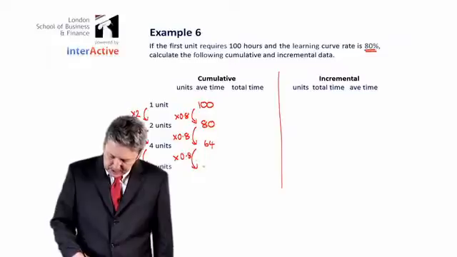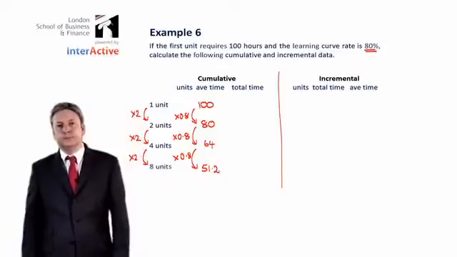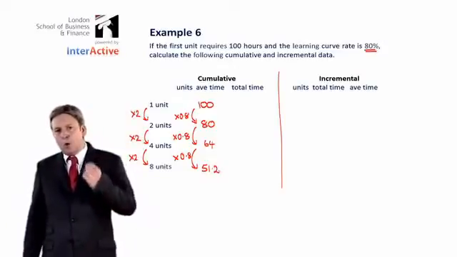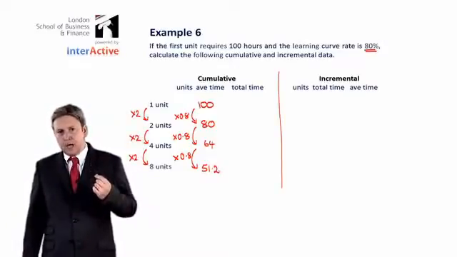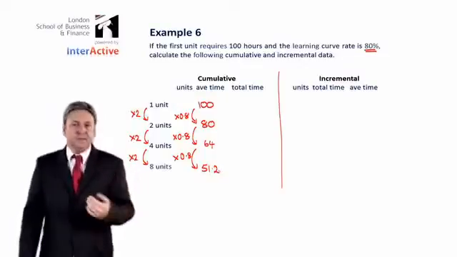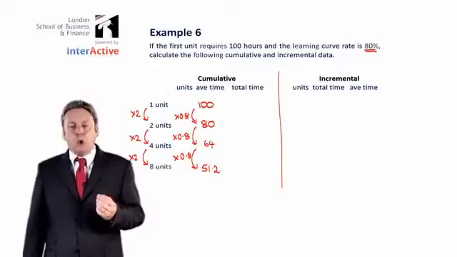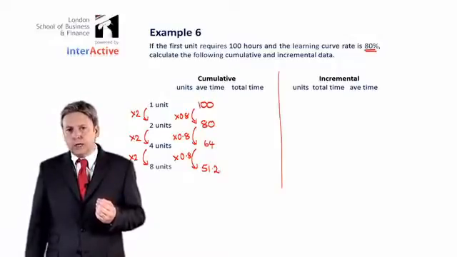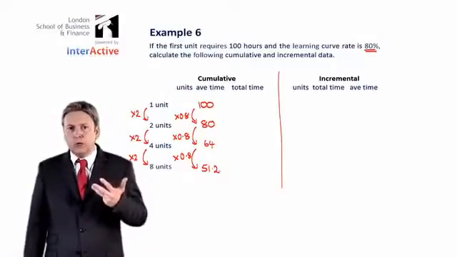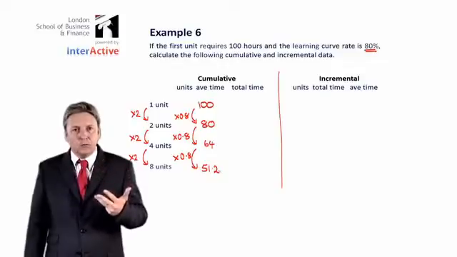And we take 80% of 64, and that gives us 51.2. Now remember what these numbers mean. When I give you, say, 64, what I am saying is that the average time of all of the first 4 units, 1, 2, 3 and 4, take 64.